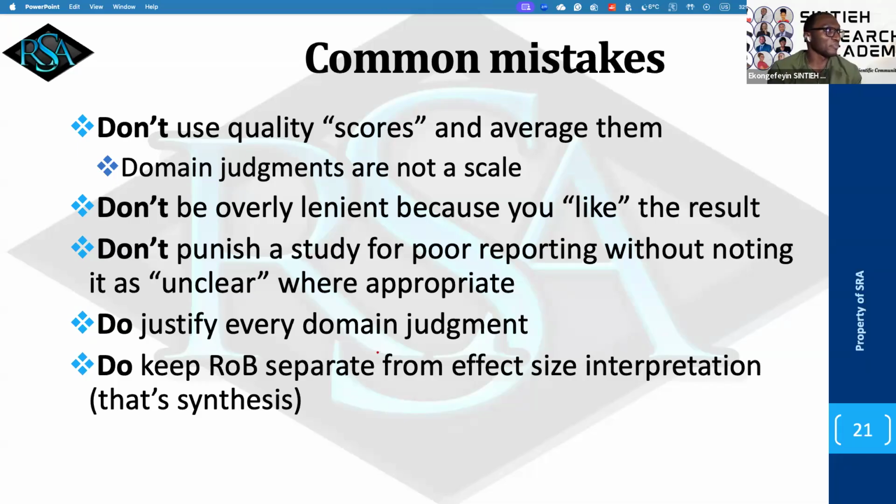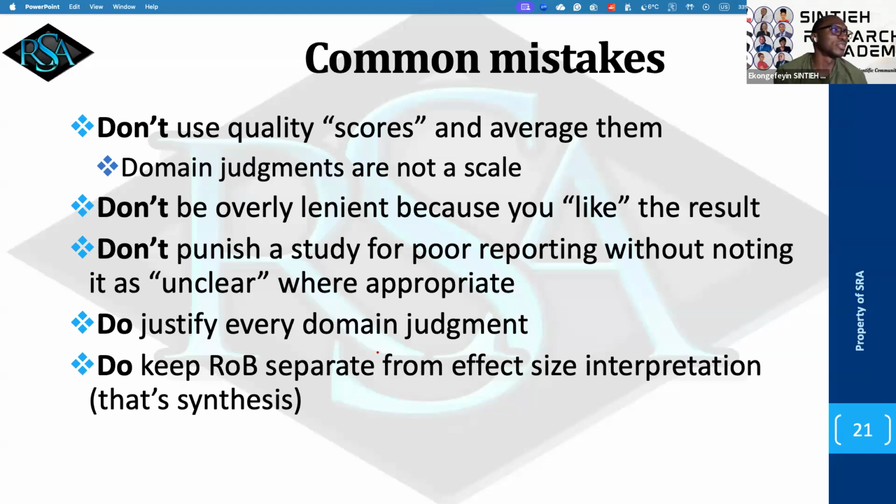And don't punish a study for poor reporting without noting if it was unclear or not. So check if you did not understand. It's better to say unclear than to just say it's high risk. And make sure you justify in every domain that you're assessing why you're assessing what you're assessing.